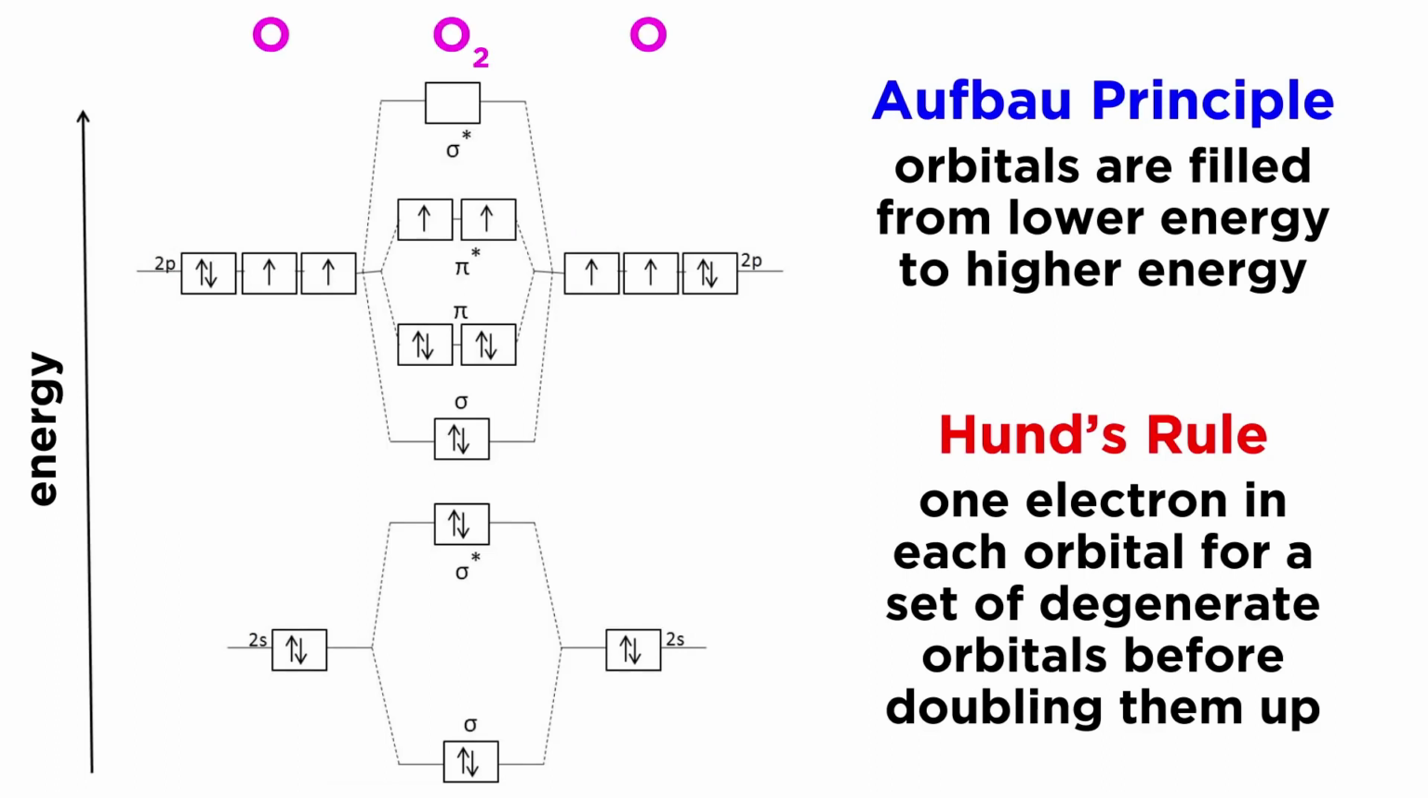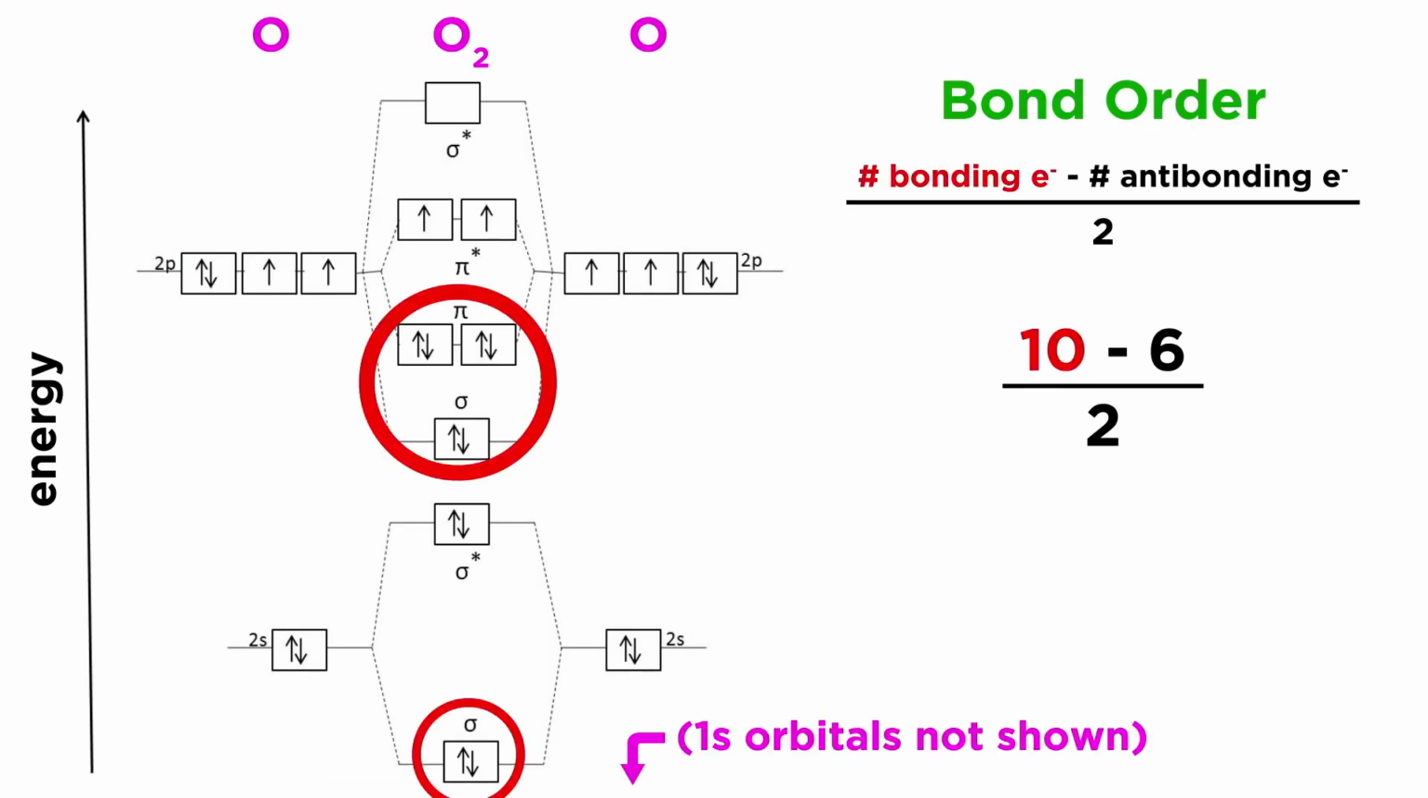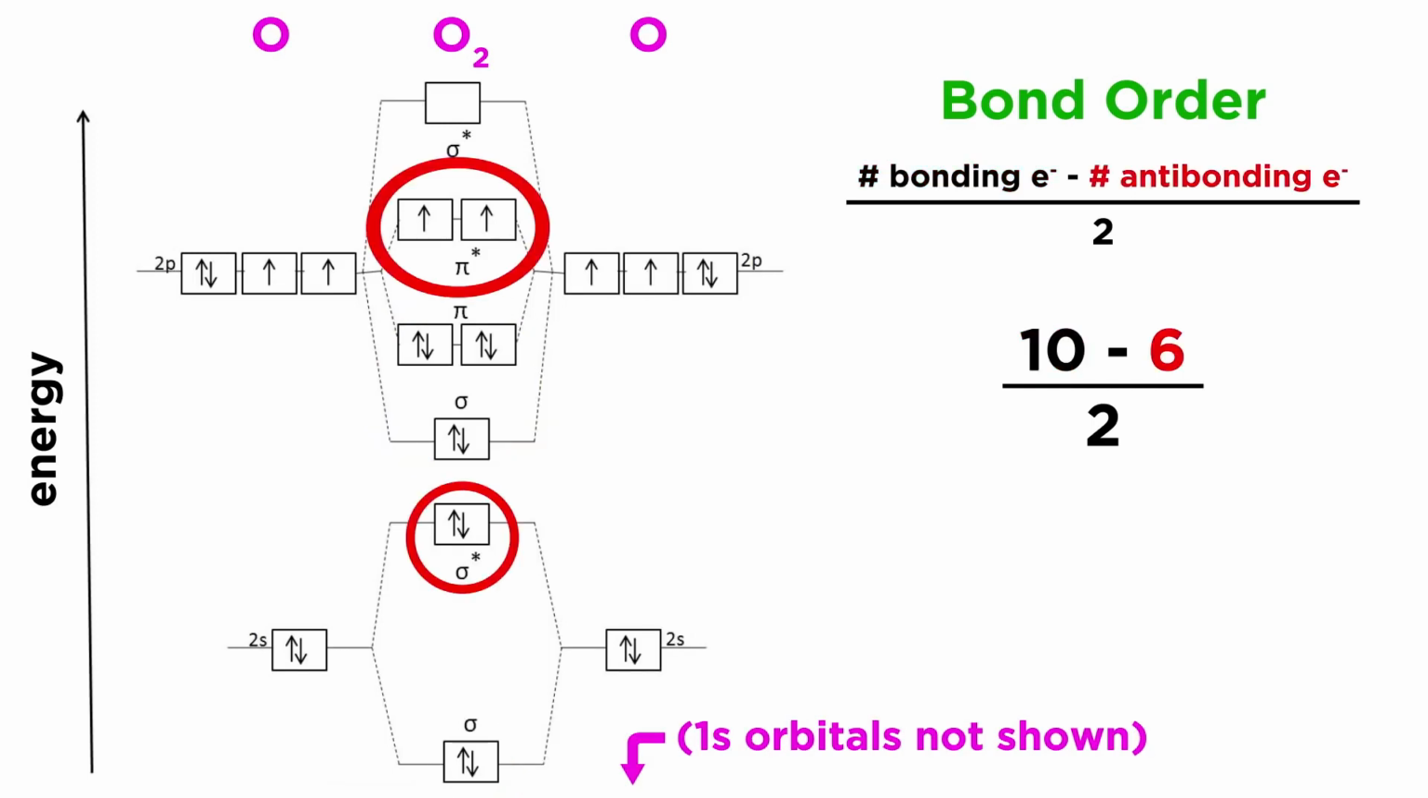We've already learned in a previous tutorial how to fill in these MO diagrams for certain diatomic molecules, like O2, and how to use them to calculate bond order. Here's that diagram one more time, along with the calculation for bond order, with 10 bonding electrons, including the sigma 1s bonding electrons, and 6 antibonding electrons, including the sigma 1s star antibonding electrons.